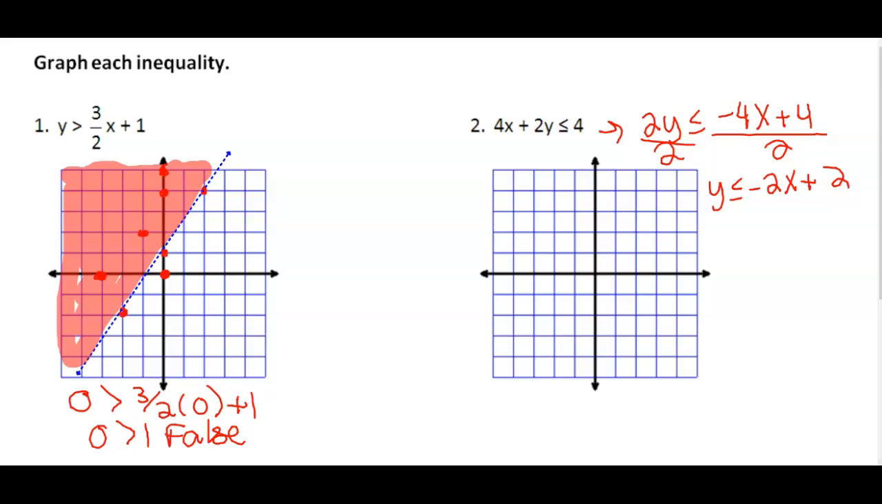So now we start with our y-intercept. So again, +2. Apply my slope. So we're going to go down 2 and over 1, or up 2 and left 1. Looking at the inequality, the y is less than. So I shade below, and it's equal to, so it's solid.